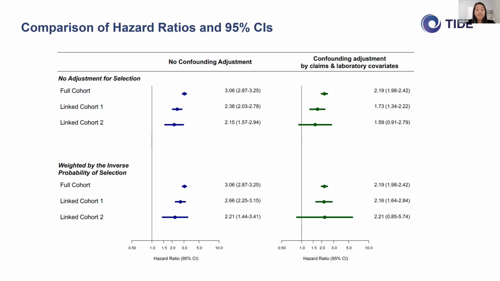But after accounting for selection bias through inverse probability of selection weights, here are the estimated treatment effects. We found that the confounding adjusted estimates within linked cohorts 1 and 2 were nearly identical to the point estimates observed in the full cohort after applying inverse probability of selection weights, which once again was our goal.